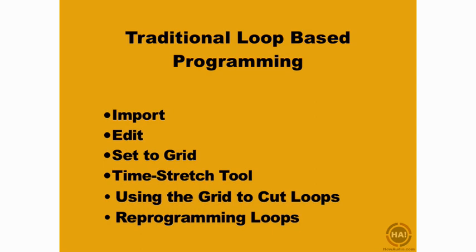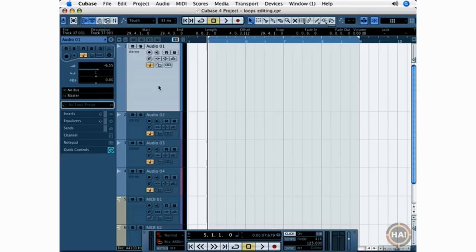Before we dive into Recycle, let's take a look at how we traditionally use loops in a digital audio workstation. We'll be using Cubase for this example, and I'll briefly show you how to import, edit the file, set it to the grid, and use the time stretch tool to get it in time with your metronome. So let's get started. In Cubase, you want to select the track that you want to import to.